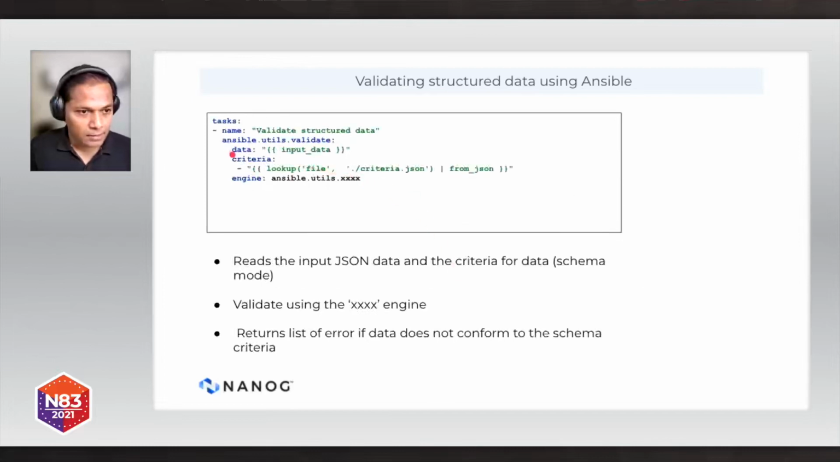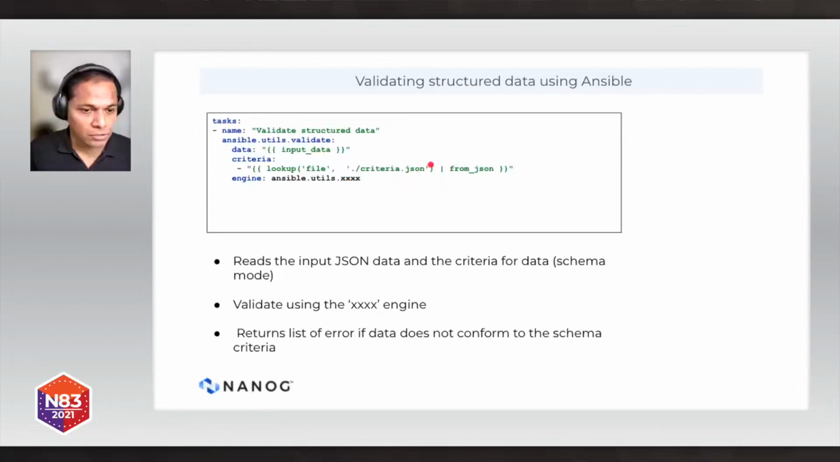So validate has data as an option. Data is the operational data that I have fetched, either at runtime from a remote host, or prefetched and kept as an inventory variable. Then there are the criteria that should be applied on top of this data. It can be a list of criteria, and these criteria should be according to the engine we are using. So in this example, I'll be using JSON schema.